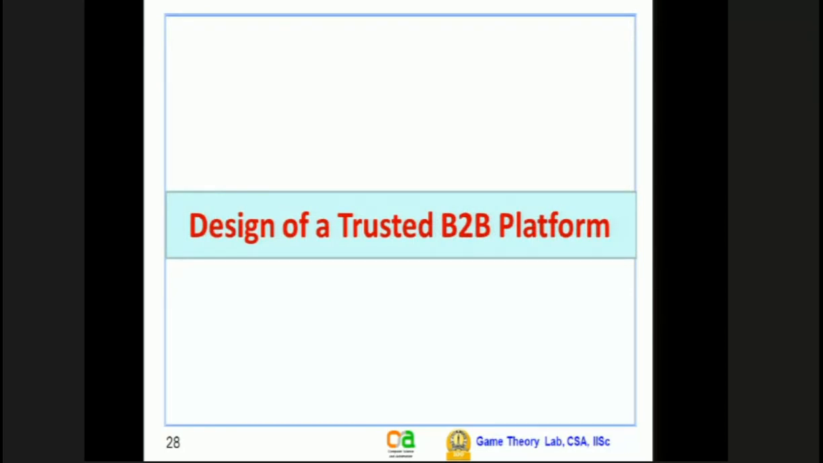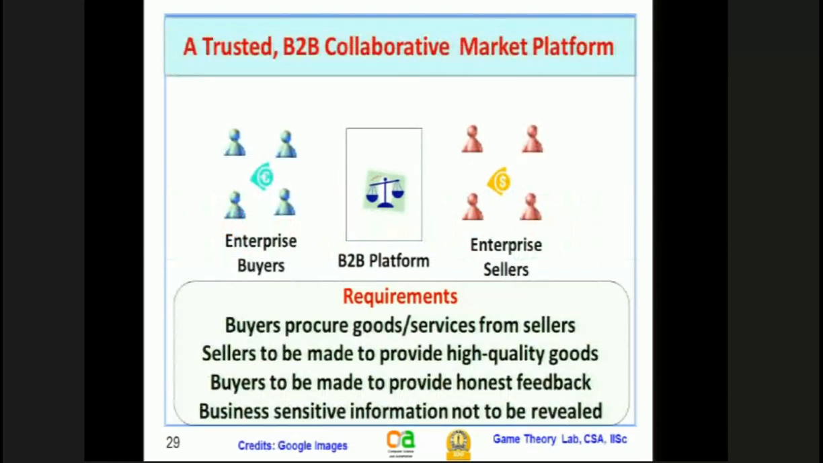Having said this, in the last 6 months, in the Game Theory Lab, I'll try to describe a blockchain-based platform that we have tried to build. It's a trusted B2B collaborative market platform, which has implications in the supply chain context. Assume that you have a bunch of enterprise buyers and enterprise sellers.